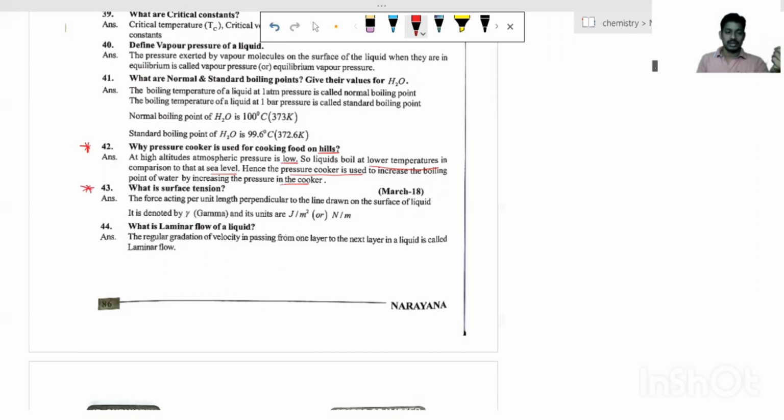Next, what is surface tension? Surface tension is an important one. The force acting per unit length, perpendicular to a line drawn on the surface of a liquid, is denoted by gamma, and it has units of joule per meter squared or newton per meter. So this is called surface tension.